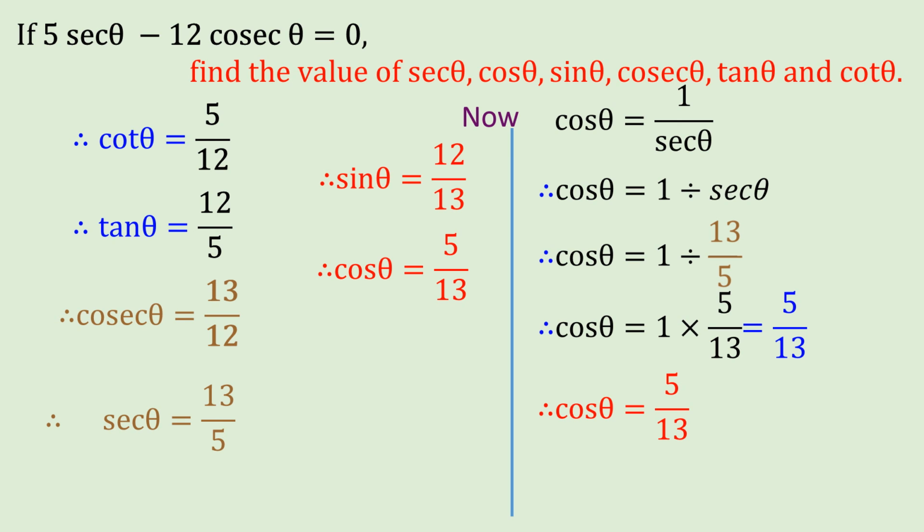Again I'll read for you. If 5 sec theta minus 12 cosec theta equals 0, find the value of sec theta, cos theta, sin theta, cosec theta, tan theta and cot theta. So we have cot theta is 5 upon 12, tan theta is 12 upon 5, cosec theta is 13 upon 12, sec theta is 13 upon 5, sin theta is 12 upon 13, and cos theta is 5 upon 13.